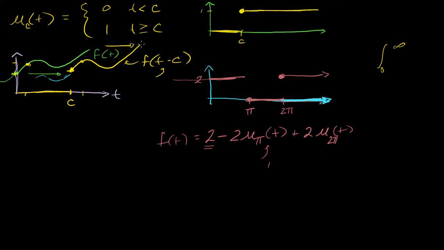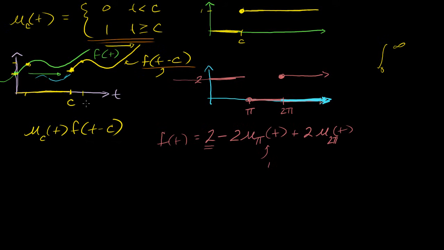I started this video talking about the unit step function. So what if I multiplied the unit step function times this thing? What's going to happen? What if my new function, I call it the unit step function up till c of t, times f of t minus c. So what's going to happen?